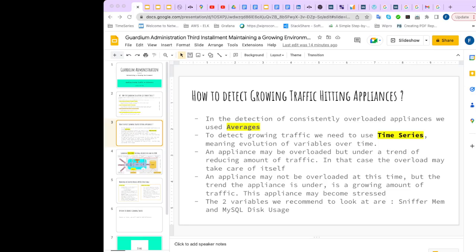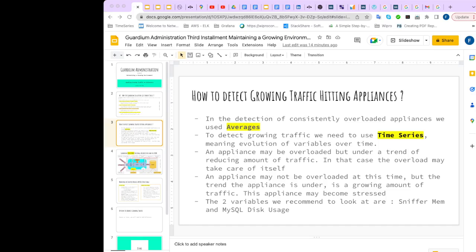In the detection of consistently overloaded appliances, we used the average of variables as a way to rank the performance of the collectors and determine which ones had to be looked at from a load standpoint. Here, to detect growing traffic, we need to use not the average but time series in order to see the evolution of variables over time and to see potential trends, especially growing trends.